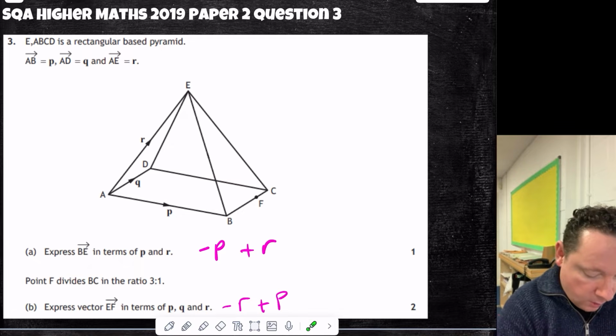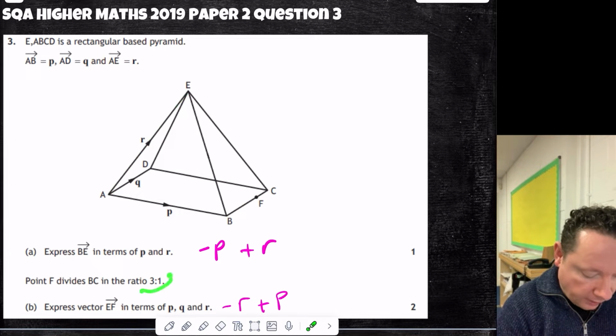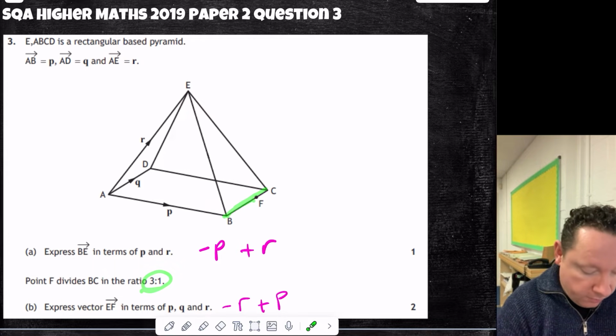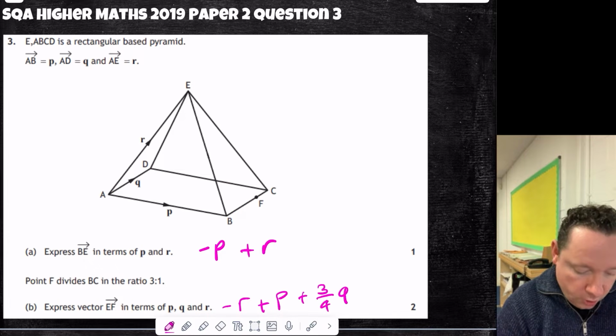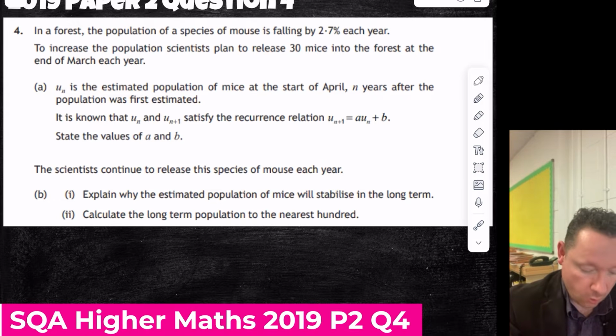And then once I've done minus R plus P, I need to go along here. How far along am I going? Well, it says it divides it in the ratio 3 to 1. So if I imagine that this whole length is 4, I've gone along 3 out of 4 bits. 3/4. And what is B to C's vector? Well, it's the same as this one because it's parallel. So it's 3/4 of Q. So plus 3/4 of Q. And we're done there.